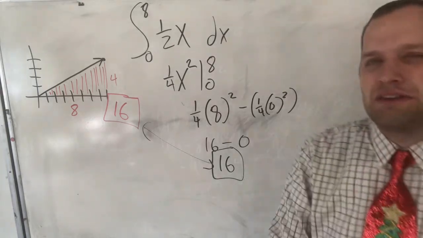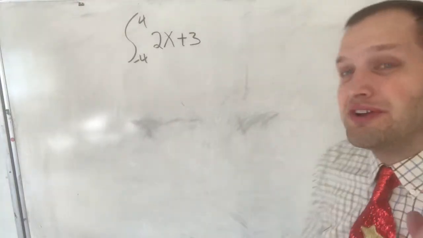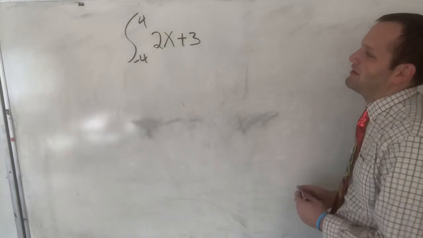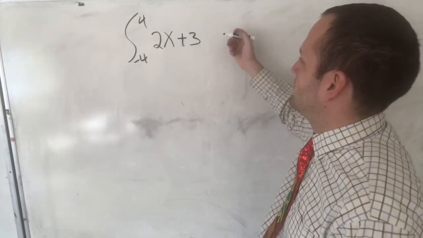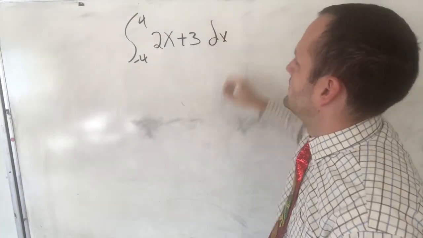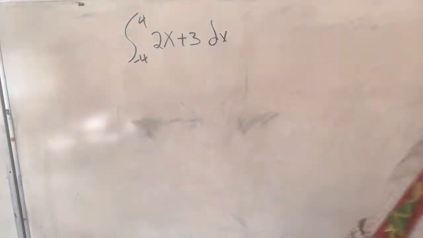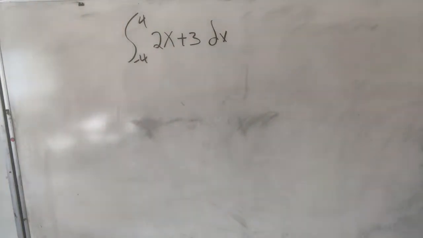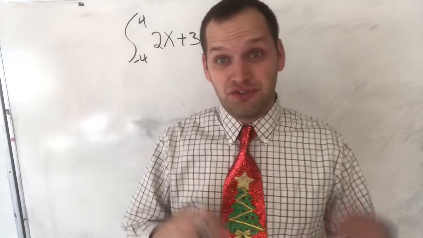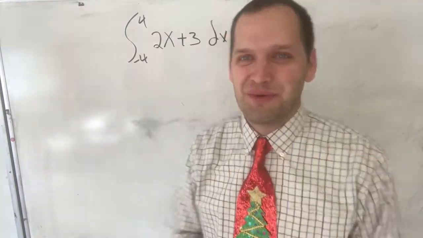All right, I want you to try this next one. This one is your job to figure out. What is the area under the curve of 2x plus 3 dx from -4 to 4? Let's try. Pause the video. All right, you should have paused the video. You should have had the answer figured out. It's now time to talk about what the answer is.